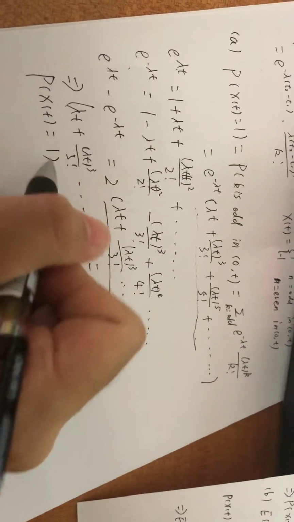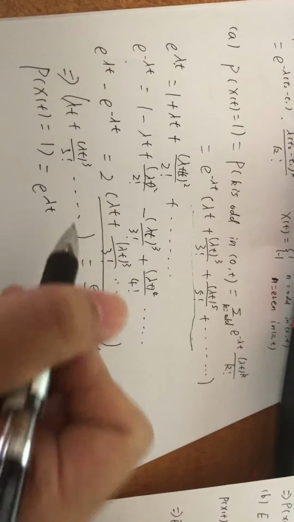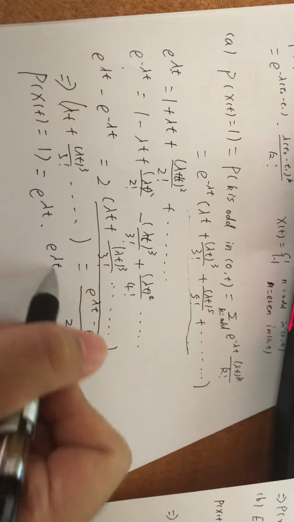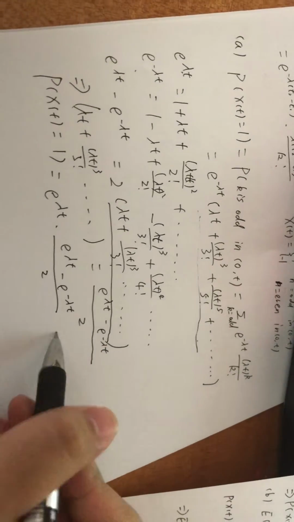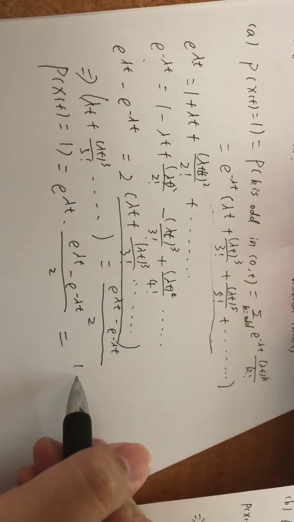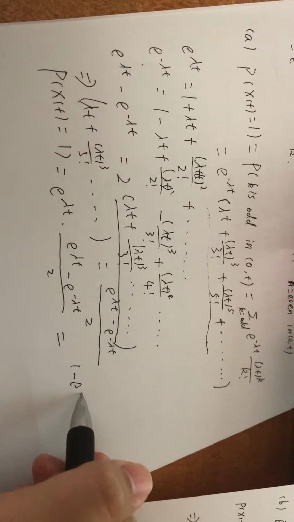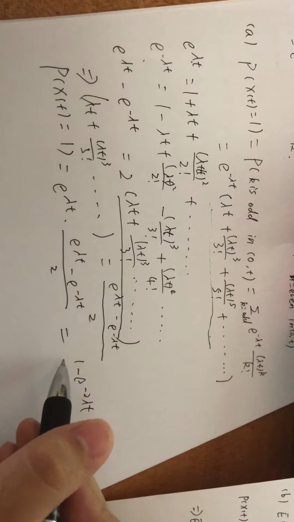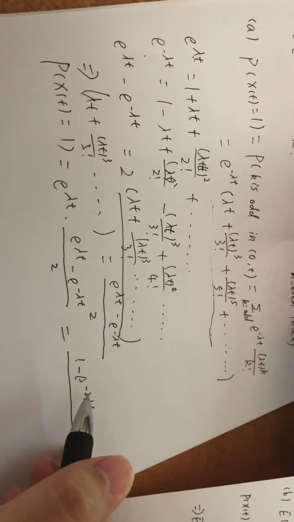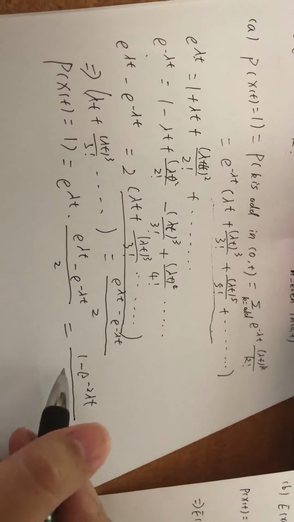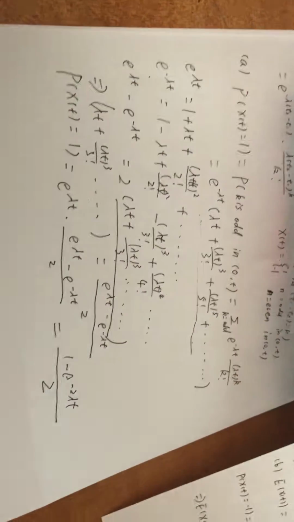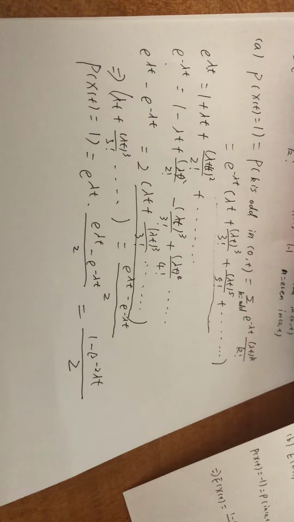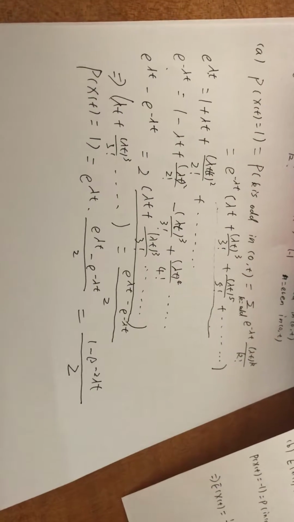So we have the probability X(t) equal to 1 equals e^(-gamma t) times (e^(gamma t) minus e^(-gamma t)) divided by 2, and we can simplify this one. We get (1 minus e^(-2 gamma t)) divided by 2. That's the first question.